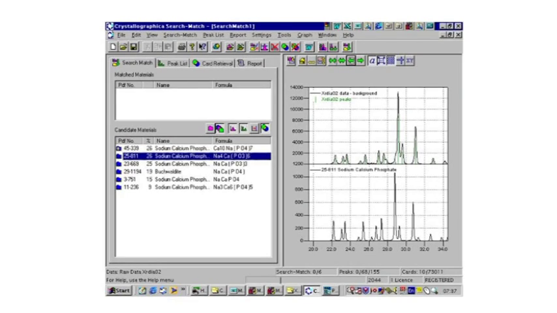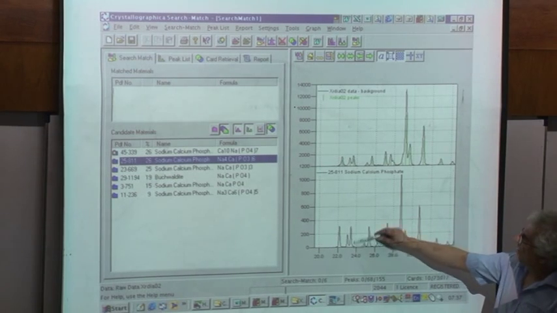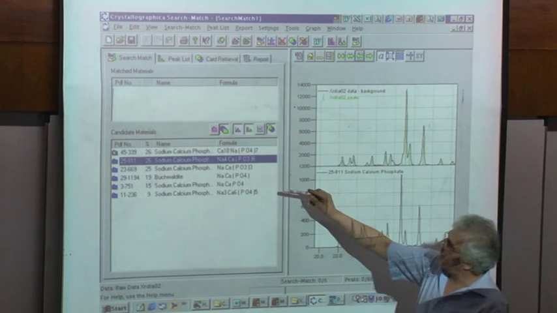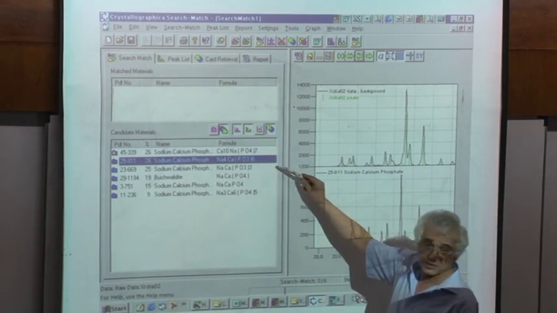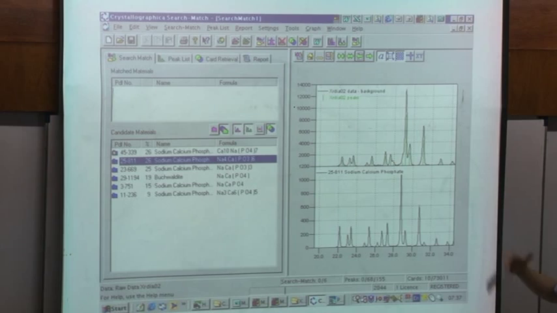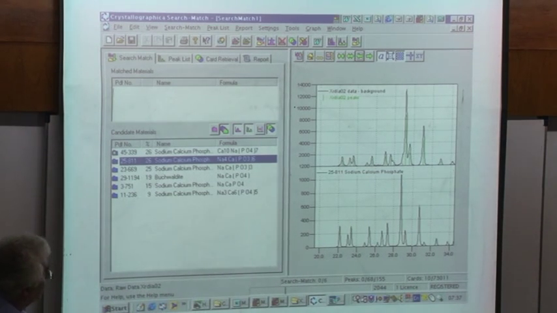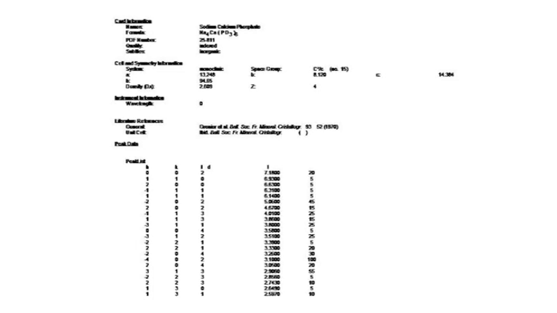So in this example, it comes up with these answers. Here's my powder pattern, and you can see I have a very good match here for sodium calcium phosphate. This is Na4Ca(PO3)6, and I can clearly say that that is the right compound. So this is a nice way to do things, and it's relatively fast.